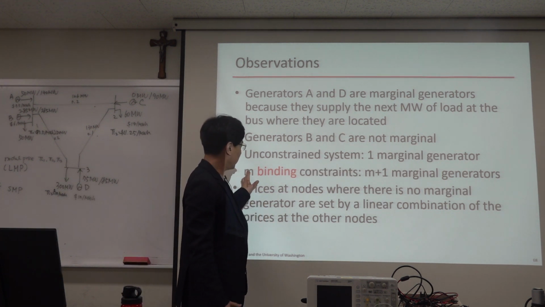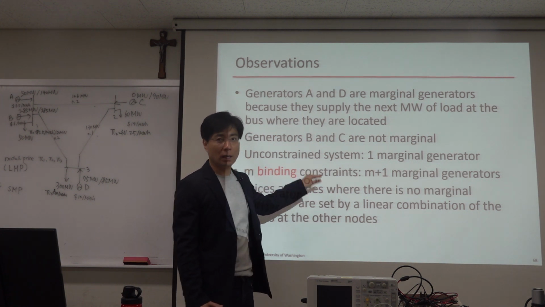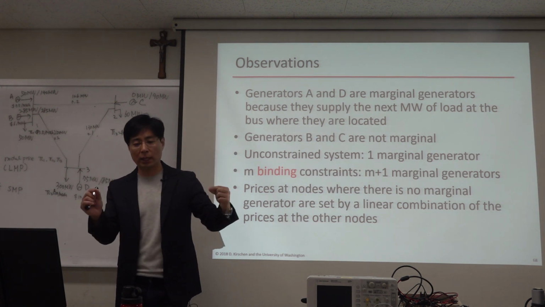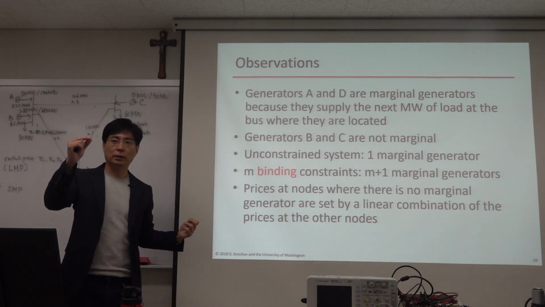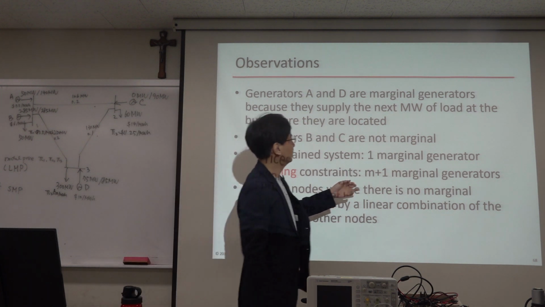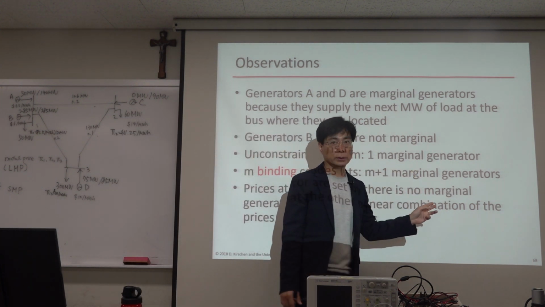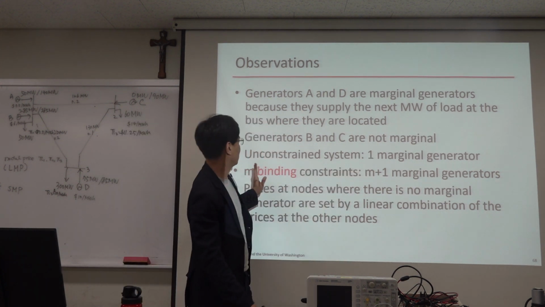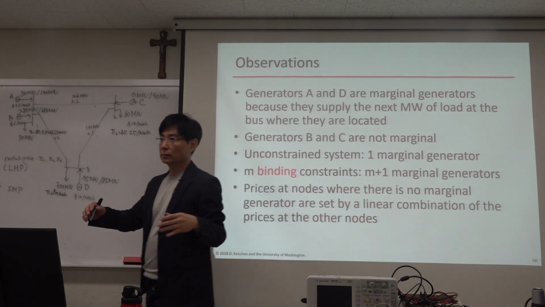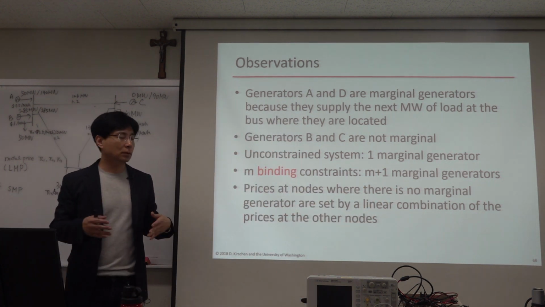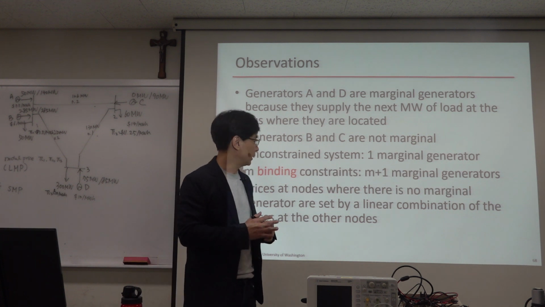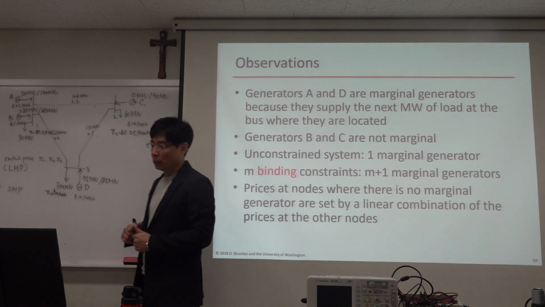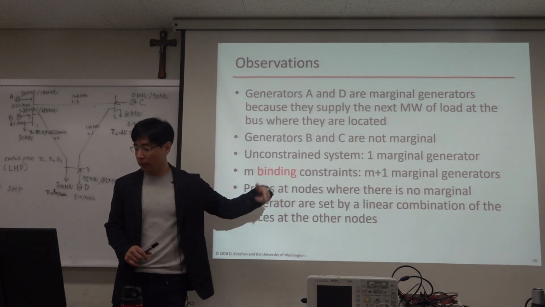But say we have M binding constraints. M binding constraints means that M transmission lines are at their maximum power flow limit, right? In that case, there are M plus 1 marginal generators. So 0, 1, M plus 1, assuming there are at least M plus 1 generators. When there are M binding constraints, we have M plus 1 marginal generators. We will visit this later.